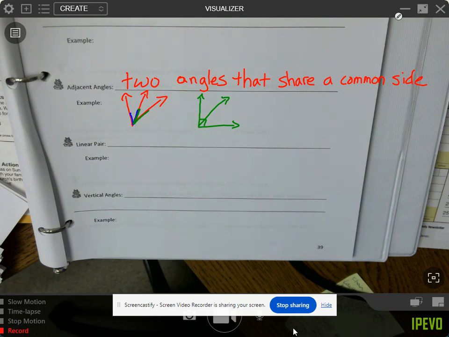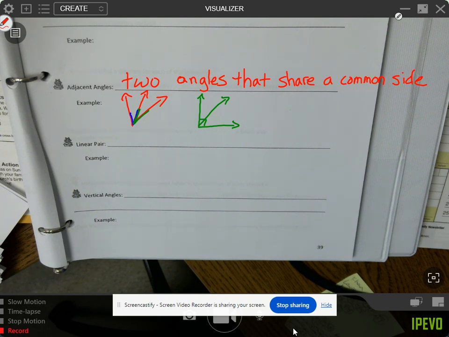So now we come to a linear pair. Ooh. Any guess what a linear pair might be? Madden. Yeah. Four things. Can you wait till the lesson is done?